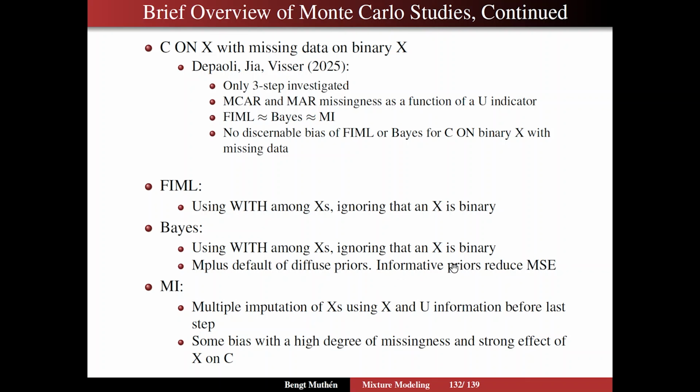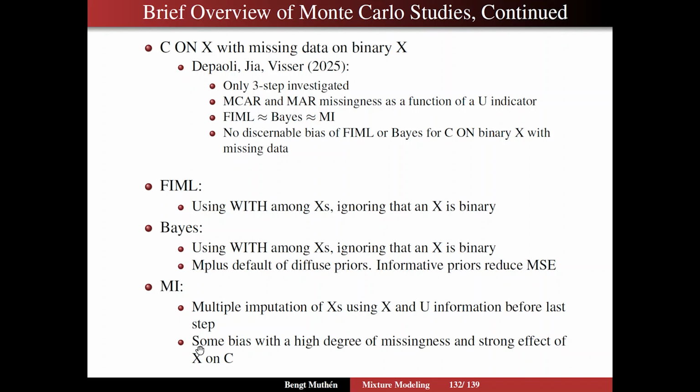Using informative priors, of course, reduces the mean square error if you have any information about what is a reasonable prior, which you often don't have, but sometimes you do. Multiple imputation was done for missing X using X and U information, so latent class information, which is what we did. We also used distal outcome information, so that's a little bit different.